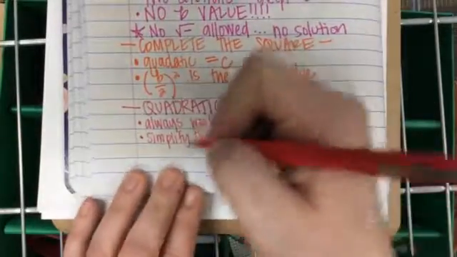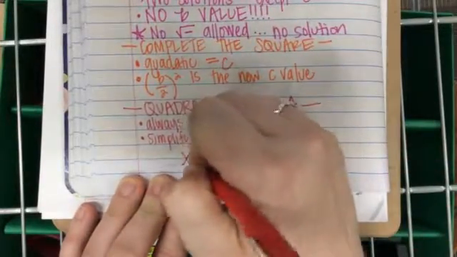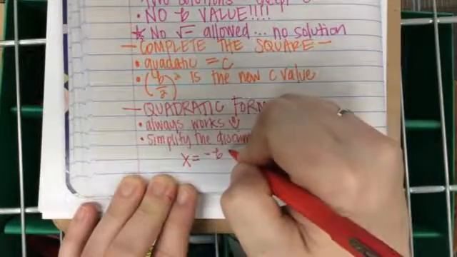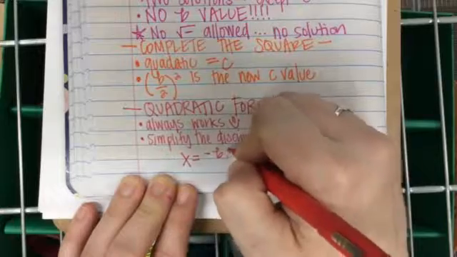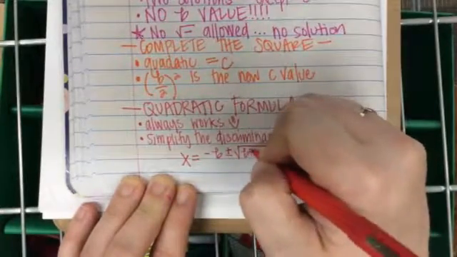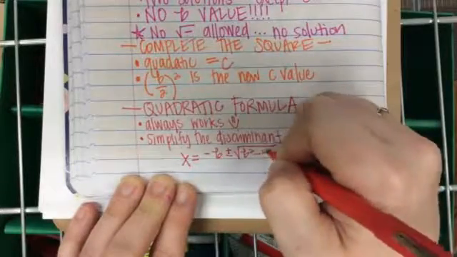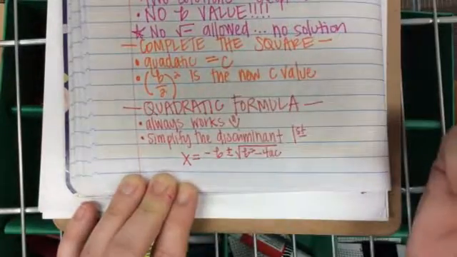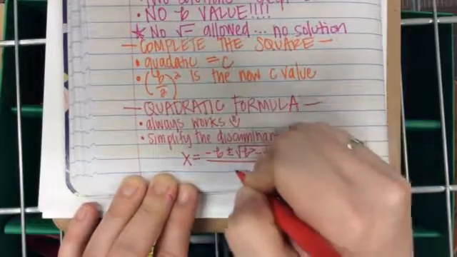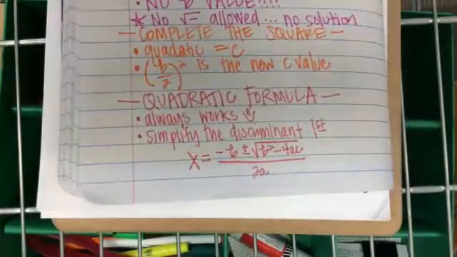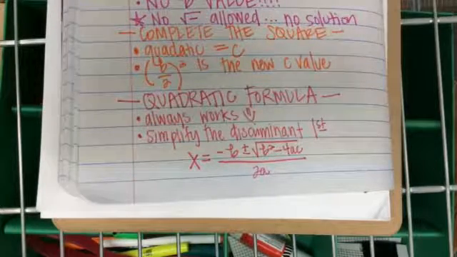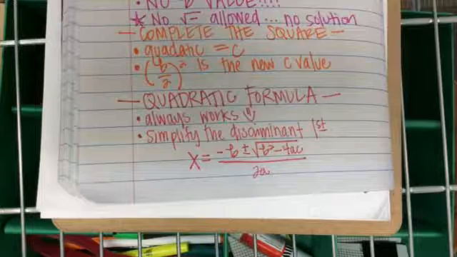What is the quadratic formula? X equals negative b plus or minus the square root of b squared minus 4ac, all over 2a.